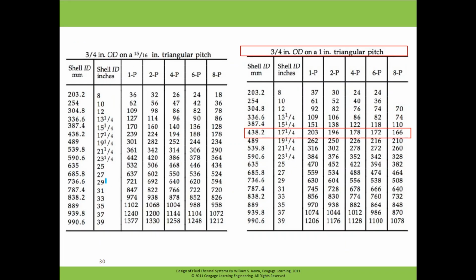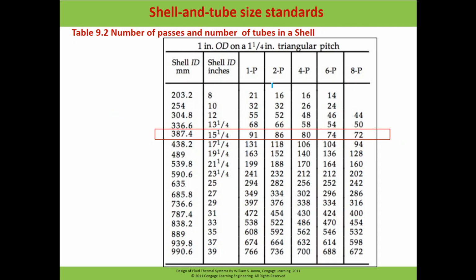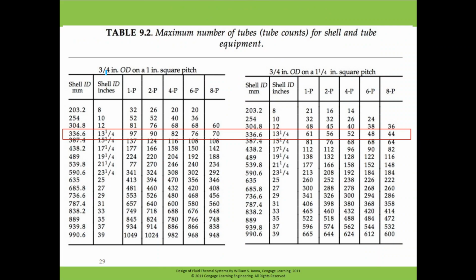Okay, now we go to the table and see that we have these 5 tables, 1, 2, 3, 4, 5. This is for 1 inch outer diameter tube, which is not our case. Our case is 3/4 inch outer diameter. This is 3/4 inch and 1 inch, but this is square, so this is not our case. Our case is triangular. This is again a square pitch. So ours is triangular pitch.